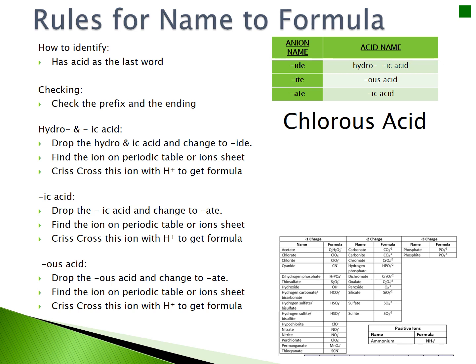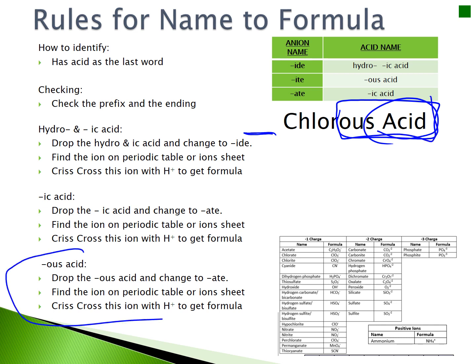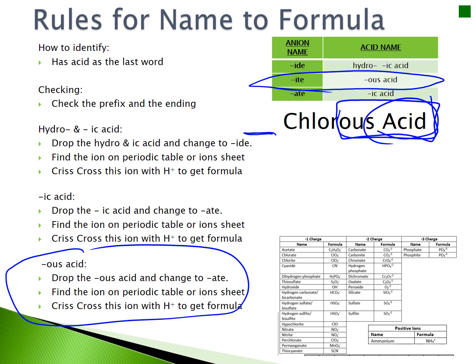All right, next one. It has acid as the last word, so we've identified it as an acid. Now we have to check the prefix, which there is none. So we have to check the ending, which is ous acid. When I look for ous acid, it's right here on that table. Ous acid came from ite. So what it's saying in this first step is drop the ous acid, so you don't see it, and change it to ite. So what I'm looking for is chlorite.